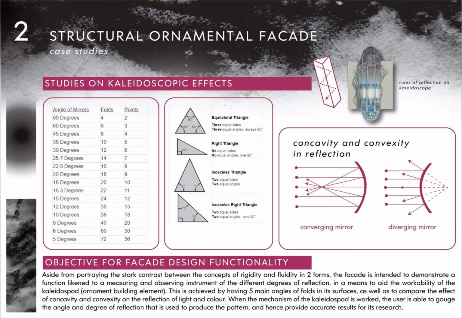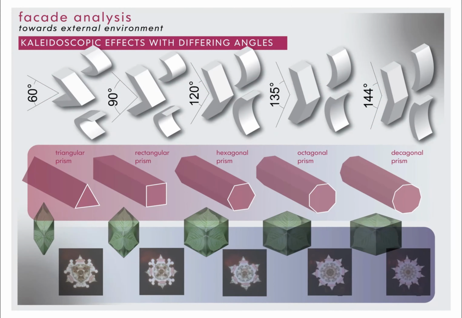This is achieved by having 5 main angles of folds in its surfaces, as well as to compare the effect of concavity and convexity on the reflection of light and color. When the mechanism of the kaleidoscope is worked, the user is able to gauge the angle and degree of reflection that is used to produce the pattern, and hence provide accurate results for its research.